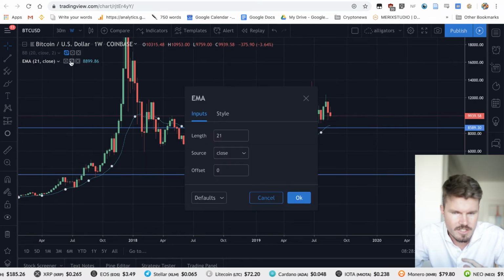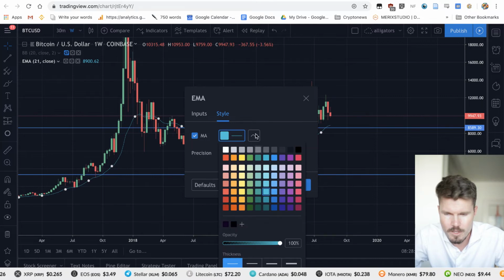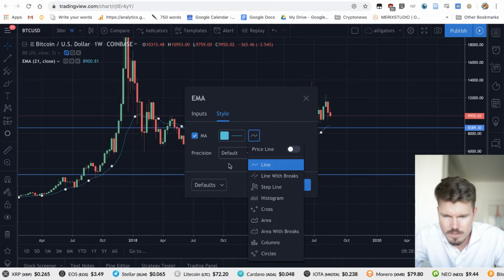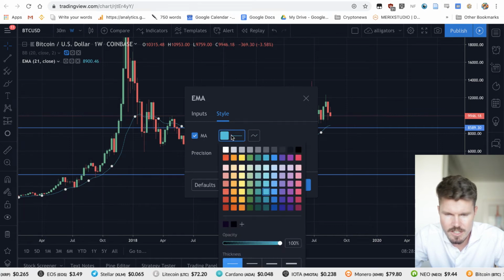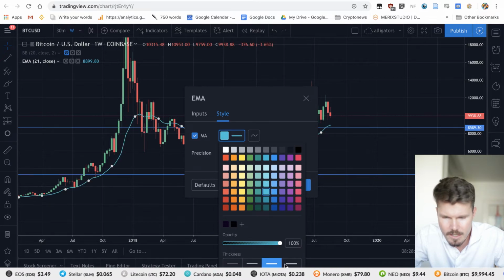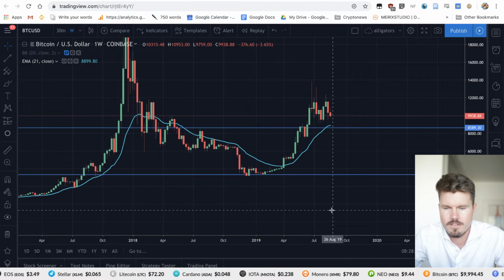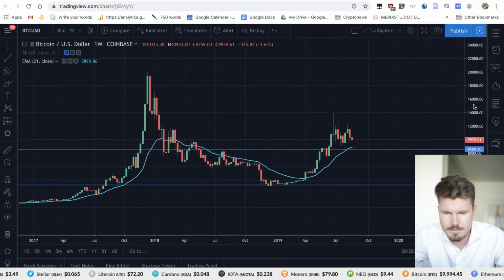I will also change the color and the style a little bit so that it's a lot more visible. Here you can change the style. You can also change the color and make it, yeah, this blue sounds good, but I think I'll make it a lot fatter. All right, so now it's very visible. So here we've got the Bitcoin chart.